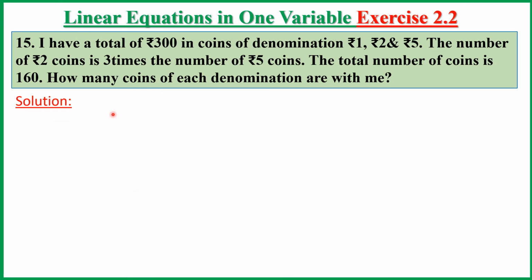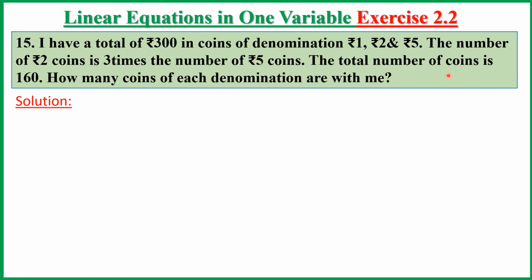Question number 15. I have a total of rupees 300 in coins of denomination rupee 1, rupee 2 and rupee 5. This question is similar to the previous question we have seen. So he has a total of 300 rupees in coins of denomination 1, 2 and 5. The number of 2 rupee coins is 3 times the number of 5 rupee coins. So the 2 rupee coin depends upon the 5 rupee coin.